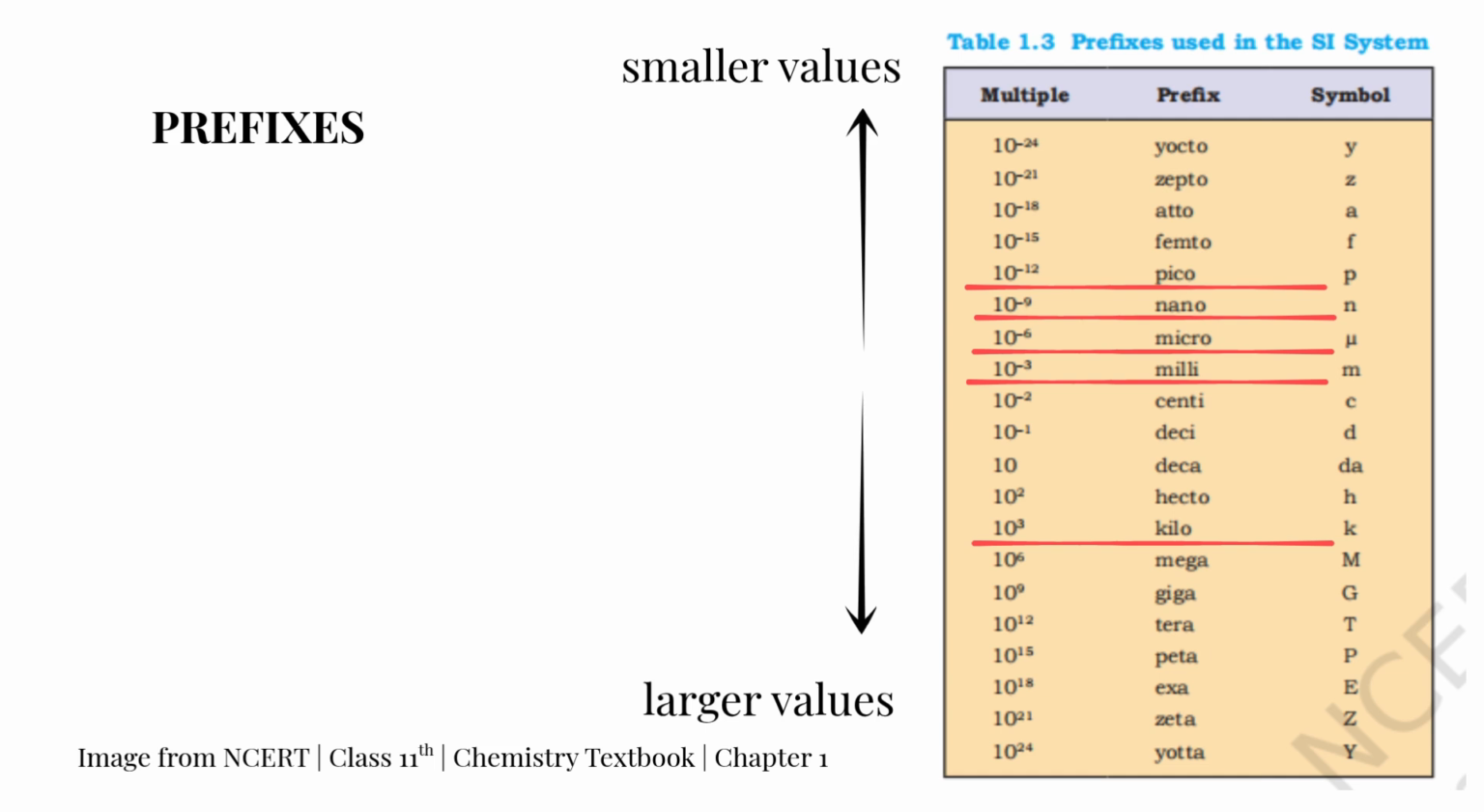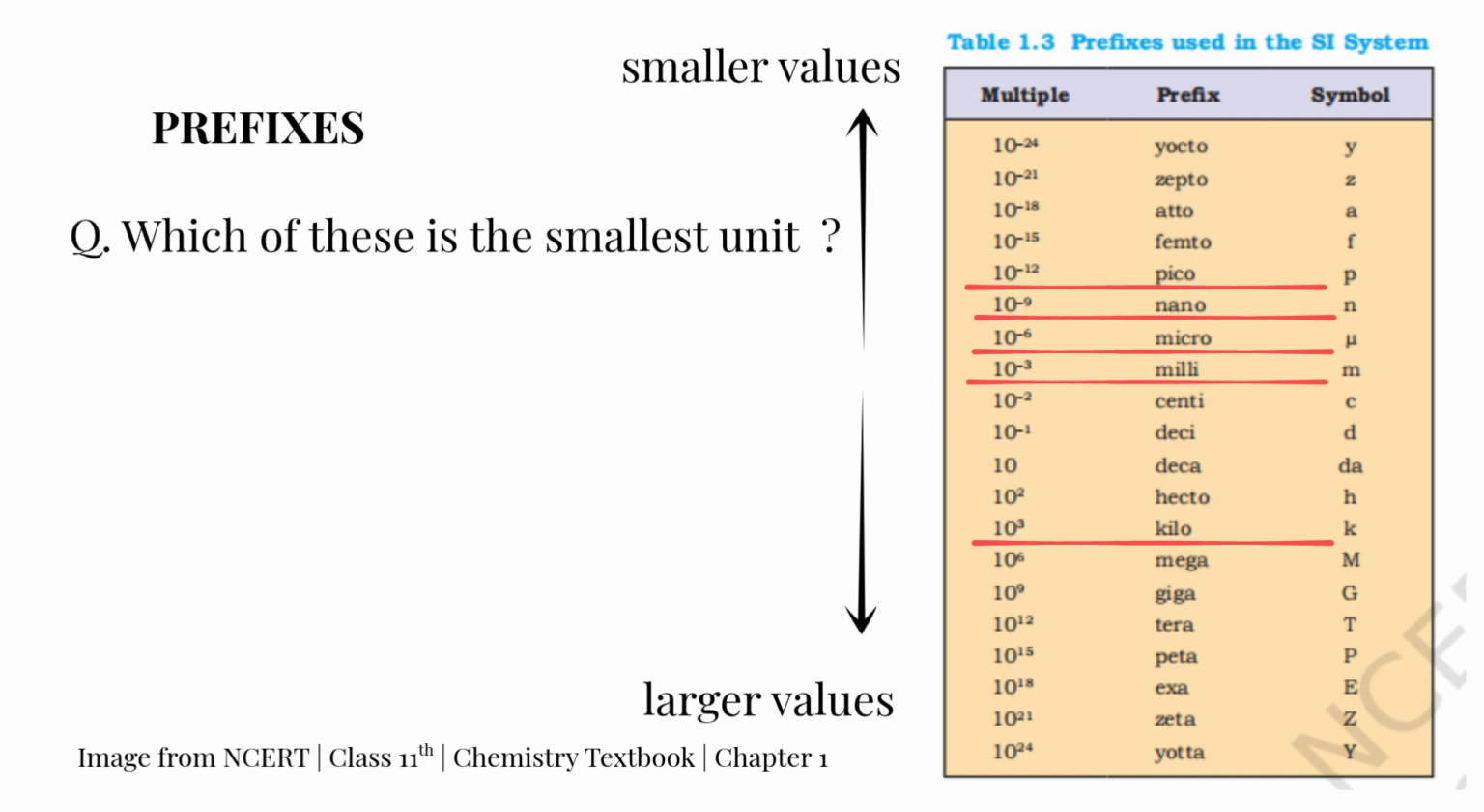So let's answer a question. Which of these is the smallest unit? 1 nanometer, 1 millimeter, or 1 micrometer? So now from here you can see that nanometer is 10 to the power minus 9. For millimeter, the value is 10 to the power minus 3. And for micrometer, the value is 10 to the power minus 6. So the lowest value, the smallest unit is 10 to the power minus 9. So the nanometer is the smallest unit amongst these three values.